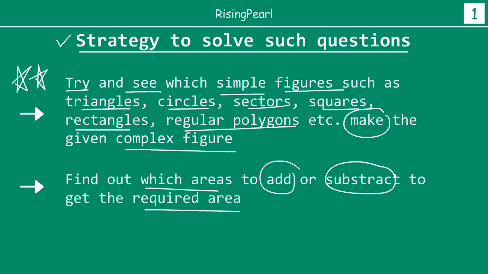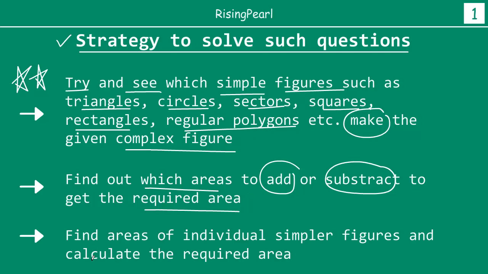And then finally the last step is that you actually find the areas of the individual simpler figures using the formulas that we have learned earlier in the series and even in our earlier grades. And then from there you calculate the required area by simply plugging in these values of individual areas into our step 2. Right? So these are the step-by-step ways of how we approach such questions.